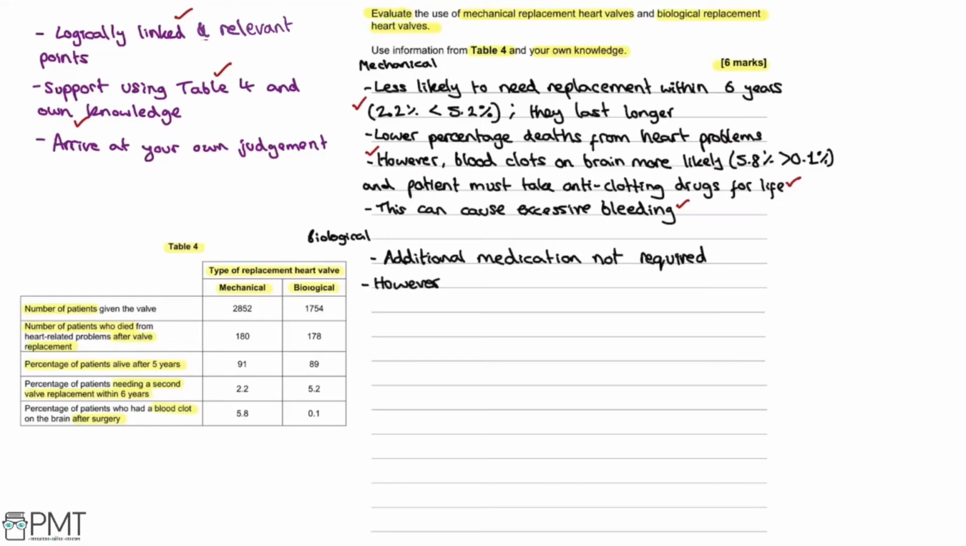However, a pretty big controversy with the biological valve is the fact that it comes from a living animal, it comes from a pig. And the pig doesn't get a choice in this, it can't consent, which gives some people some ethical or religious concerns.